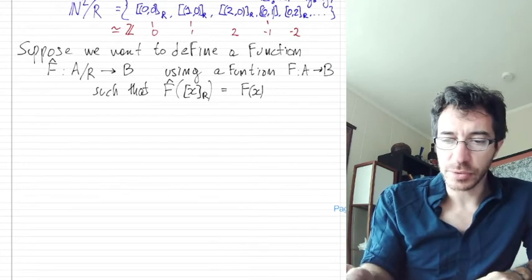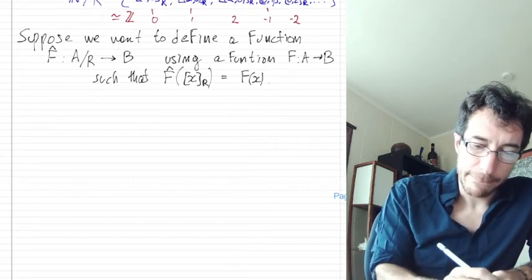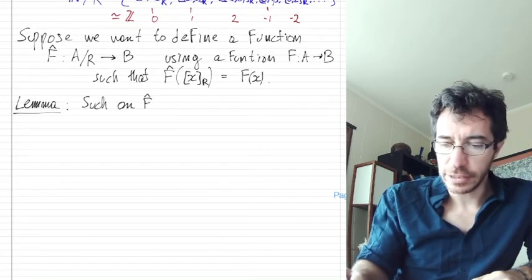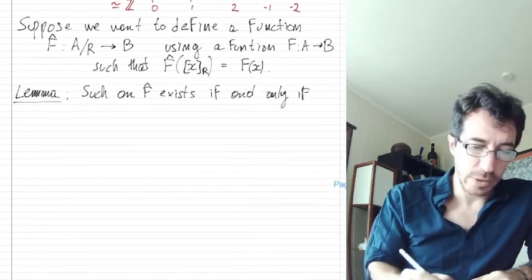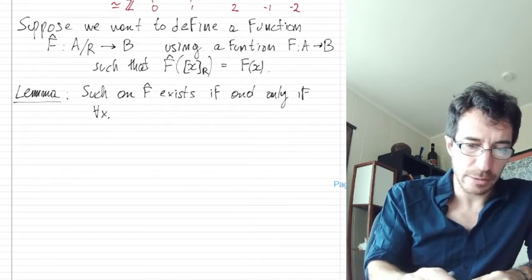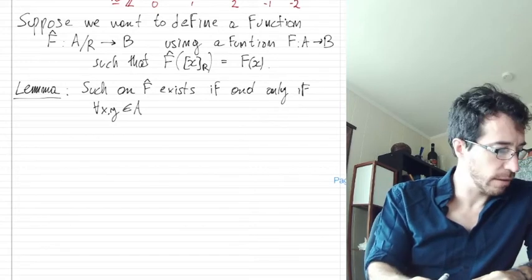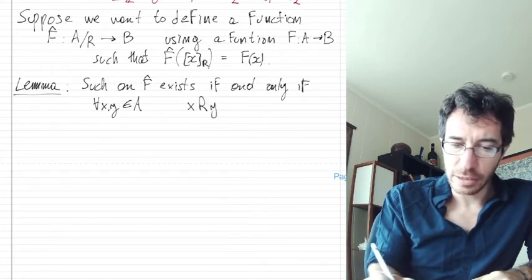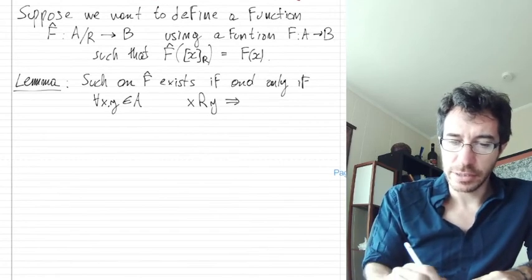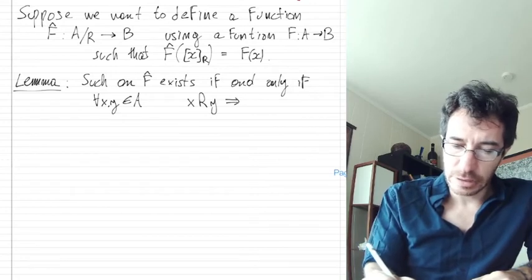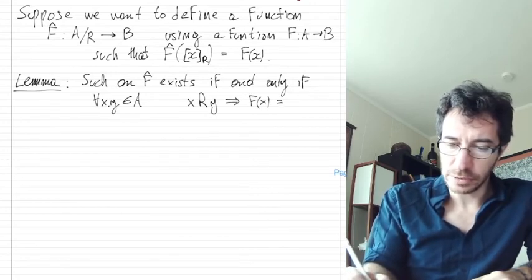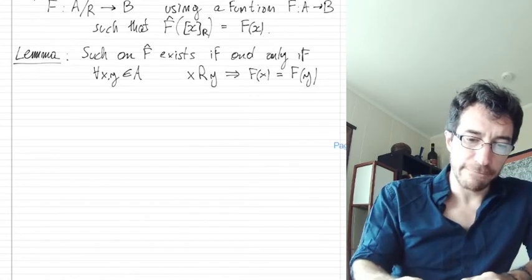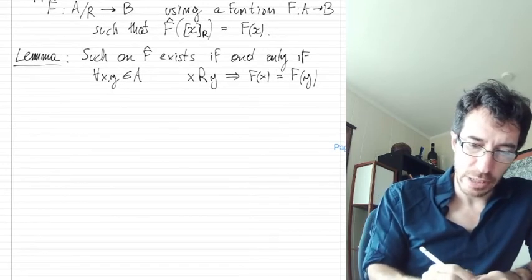Right, so that's very common that we want to do that. And I guess it's a lemma that says that such a function f tilde exists if and only if we have the property that for every x and y in our domain A, whenever x is related to y, their image is the same thing. f of x equals f of y. Okay, so I'm going to give you an example and stop right there.